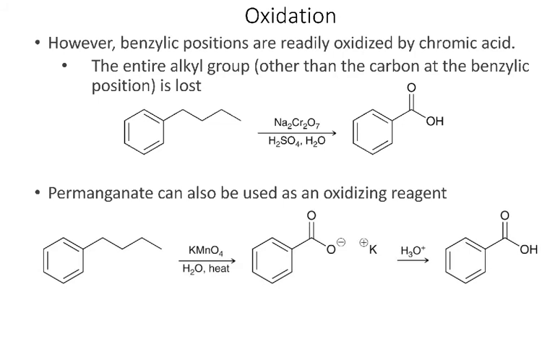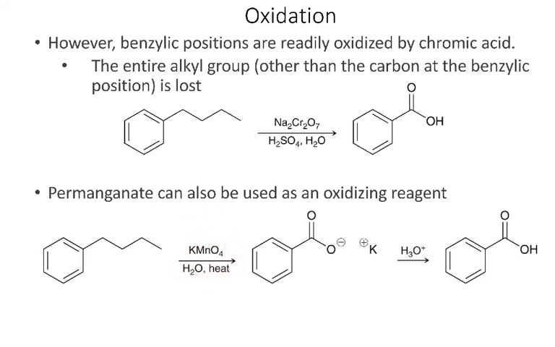However, if I have an alkyl group coming off a benzene ring, therefore creating a benzylic carbon, this compound can be oxidized. And so we actually chop off all of the alkyl group except for the benzylic carbon, and we install a carboxylic acid. Not only will this reaction occur with sodium dichromate or chromic acid, it'll also occur with another powerful oxidizing agent that we've talked about, potassium permanganate. And it does ultimately the same thing.